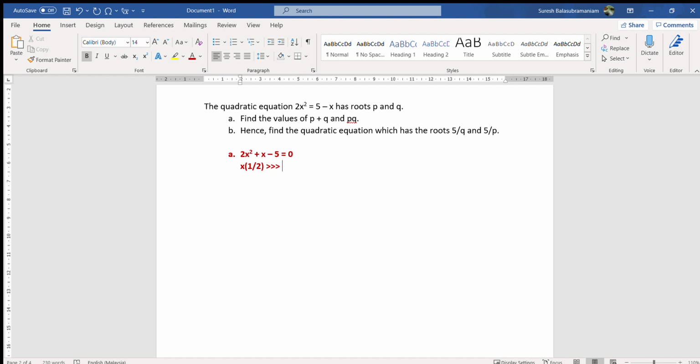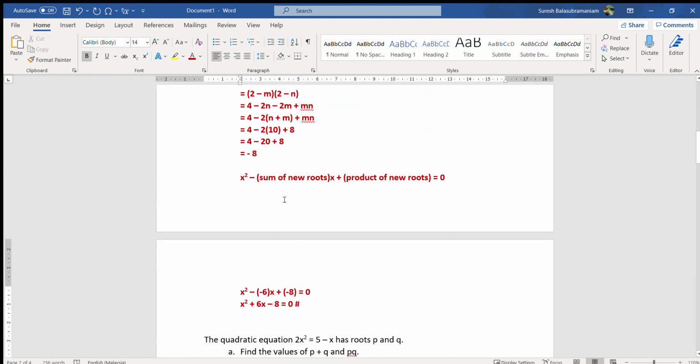So I'll get x square plus 1 over 2x, or I can say x over 2, minus 5 over 2 equals to 0. Now I have to equate this with this formula. Let me copy and paste from here.